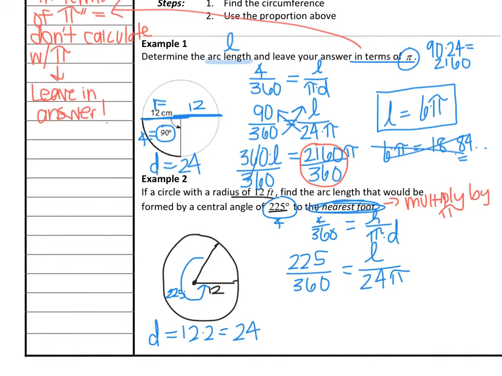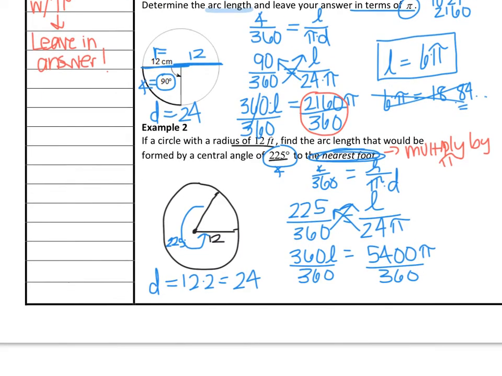Okay, so now we're going to go ahead and cross multiply. So we get 360L equals, I still don't multiply by pi until the very last step. So if I do my cross multiplication of just 225 and 24, I get 5,400 pi, and then divide both sides by 360. And what we end up with is arc length L is going to equal, if I just divide these two, 15 pi.